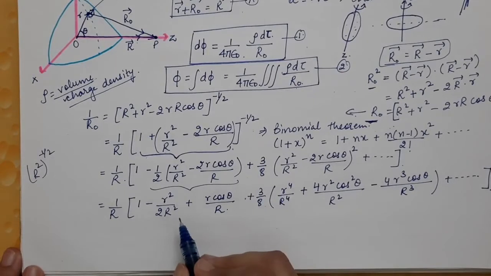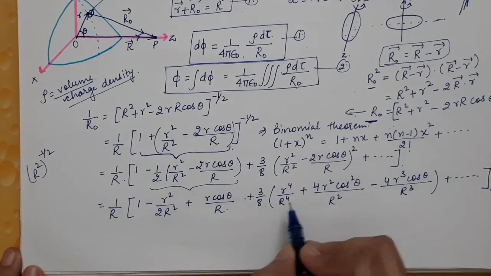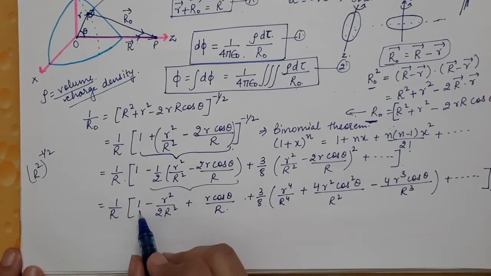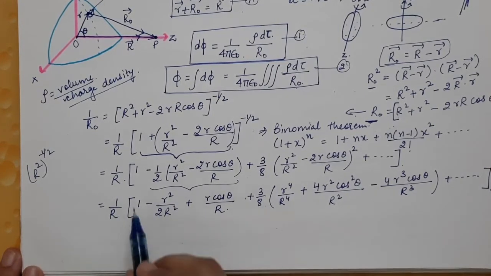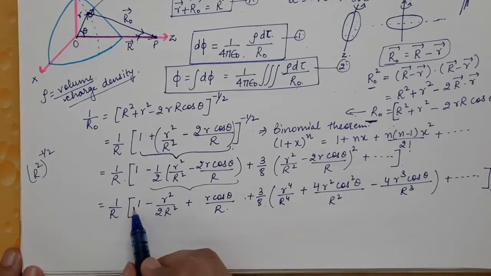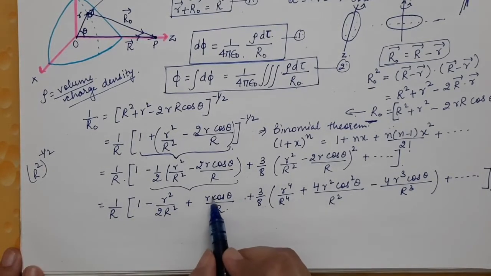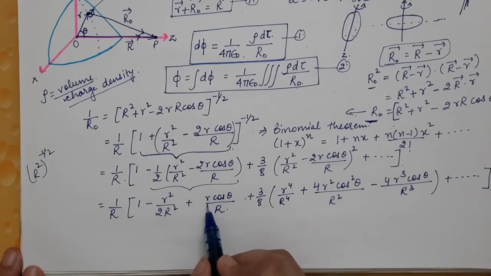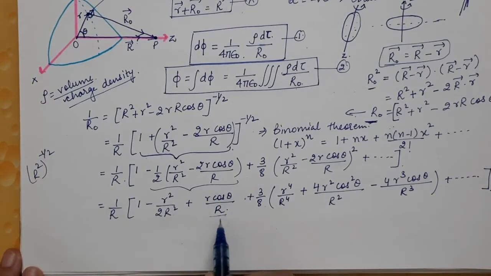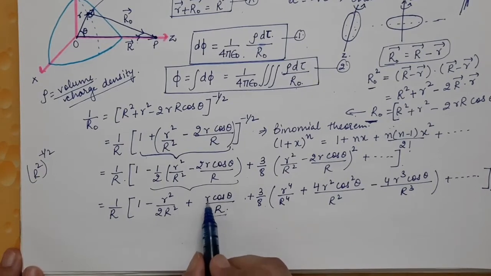Now we can see that we have a single term that does not depend upon small r. Now we are looking at small r. Here we have a single term, which does not depend upon small r. Then we will have a term which depends upon the first power of r. This is the first power of r, so this will be our second term. Then we will have an r square term.